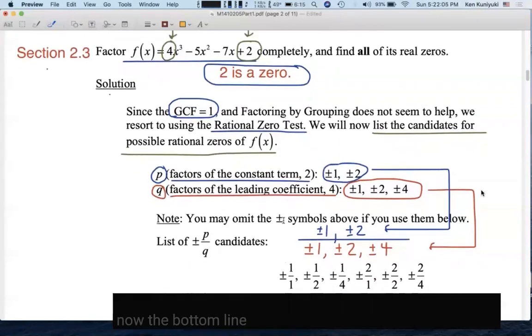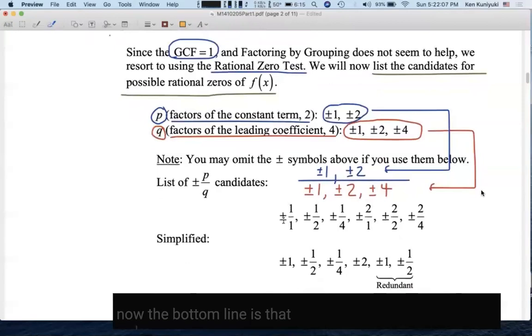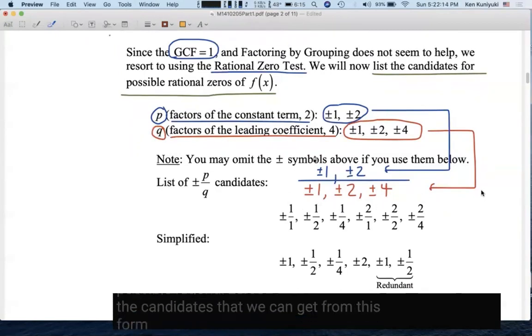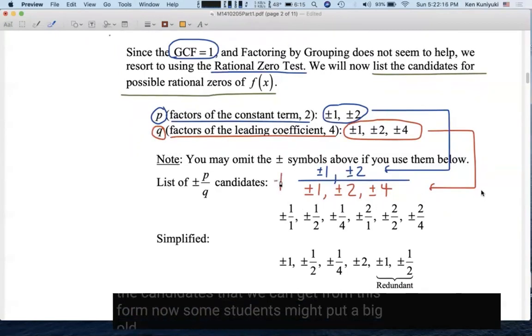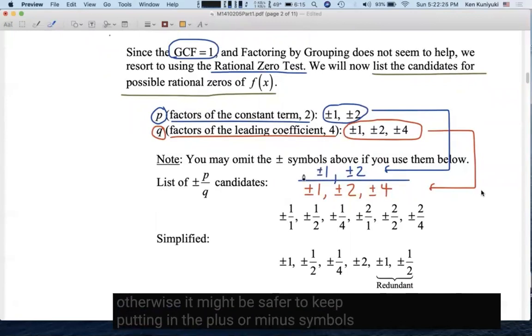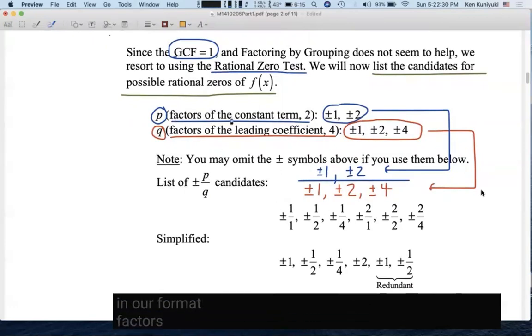Now, the bottom line is that we're going to have, as our list of possible rational zeros, the candidates that we can get from this form. Some students might put a big old plus or minus in front. That's okay if you remember to keep putting it in. Otherwise, it might be safer to keep putting in the plus or minus symbols. The bottom line is that we need to have, in our format, factors of the constant term over factors of the leading coefficient. The possible values of p over the possible values of q.